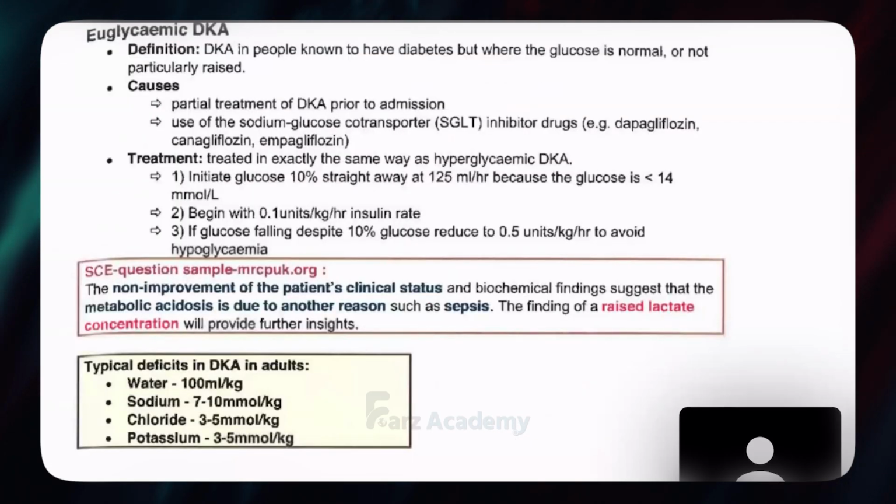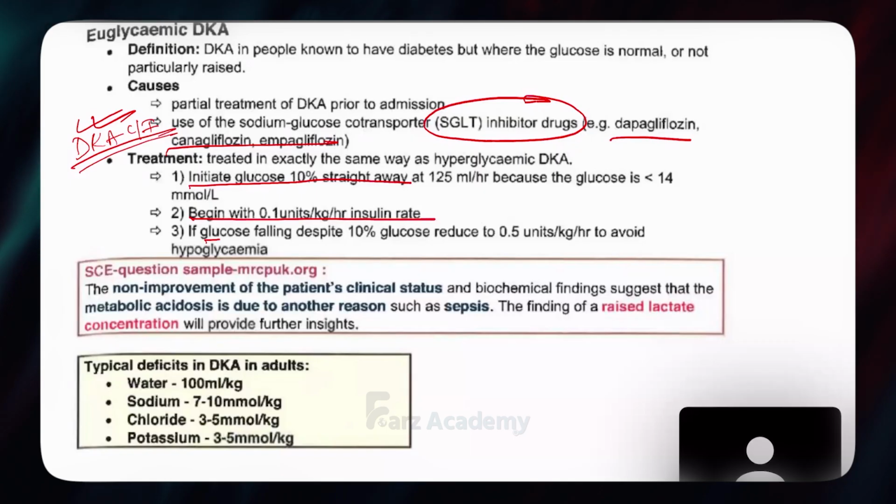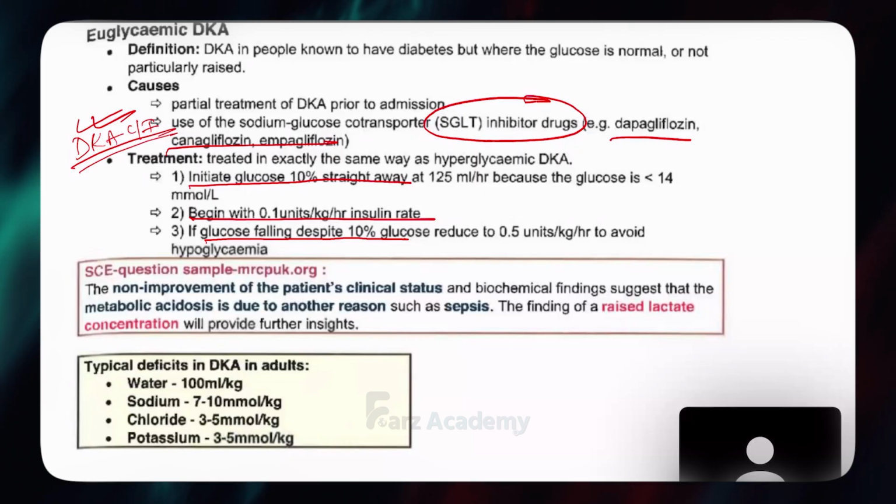What is euglycemic DKA? Euglycemic DKA can actually be caused by the SGLT2 inhibitor drugs, dapagliflozin and canagliflozin. That is why they are contraindicated in DKA. As I told previously, the main treatment is to initiate glucose 10% straight away. Begin with the insulin rate, and if glucose is falling despite the glucose, then you need to avoid hypoglycemia, and they need an adjustment between the glucose and the insulin you are giving.